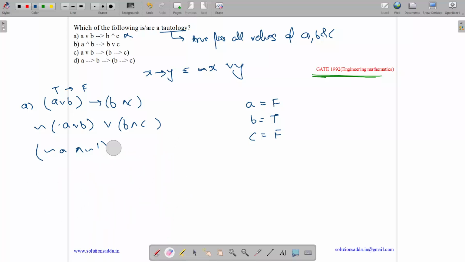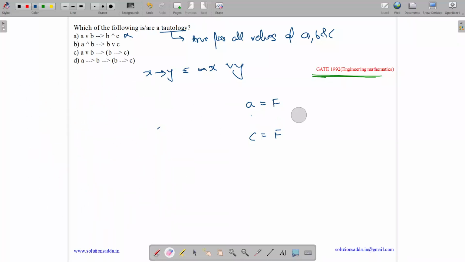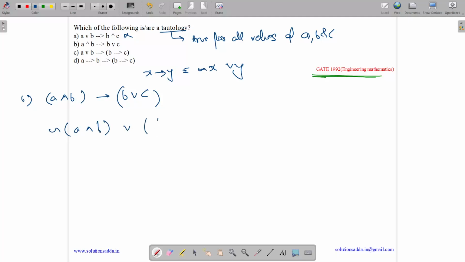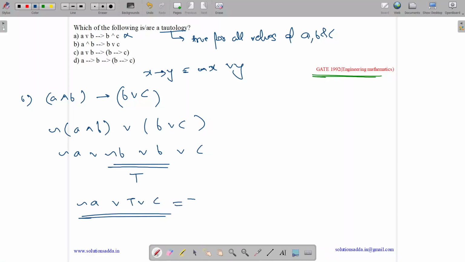And let us see option B. So option B states A and B implies B or C. Let us apply this formula. This is X and this is Y. So we have negation of A and B, or B or C. So we have negation of A or negation of B or B or C. So negation of B or B is always true. So we have negation of A or true or C. True or anything is always true, so it comes out to be true. So this is a tautology.